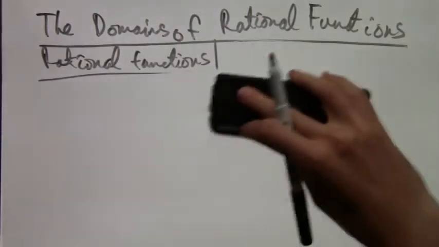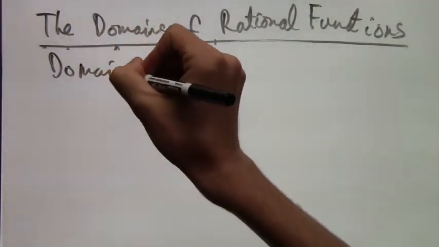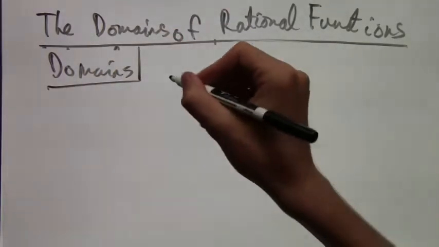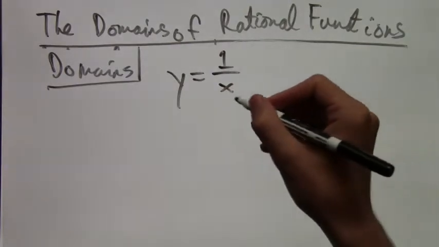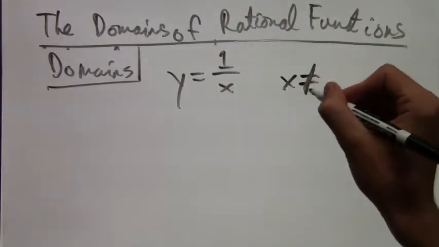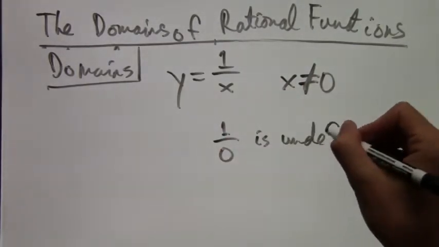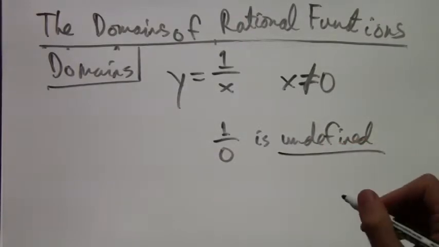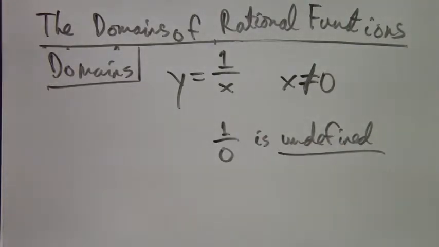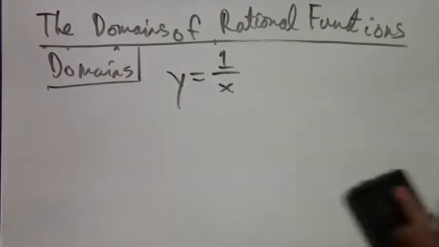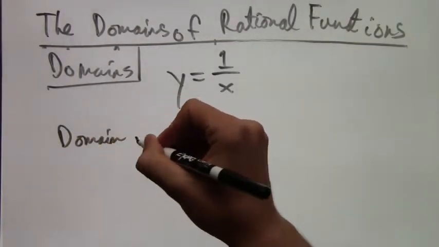So now let's talk about what we mean by domain. Basically, the domain is where a function works. So for example, let's just take y equals 1 over x. This is the simplest rational function there is. We can't have x equals 0 because if we plug in x equals 0, we get 1 divided by 0, which is undefined. You're not allowed to divide by 0. So that means that x equals 0 does not belong to the domain. That is, the domain is everything else.